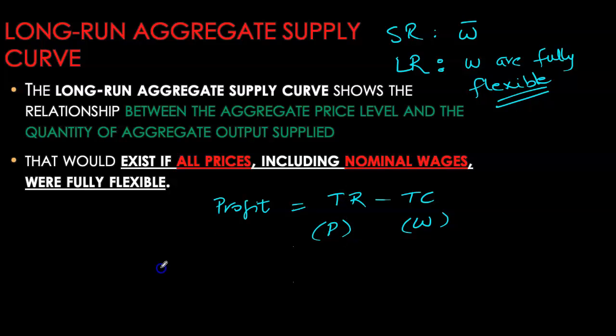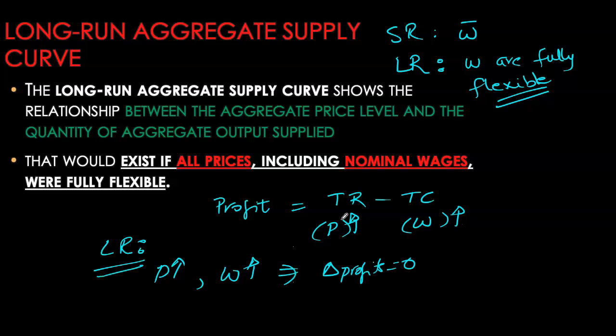So if prices are now going up, we know that wages are also going to increase because they're going to catch up. They're fully flexible. So for a typical firm, both revenue and costs are rising proportionately in the long run. And if they both rise proportionately, profits are not changing. And if profits are not changing, there's no incentive for you to produce more or less as a firm. And therefore, your output is not changing in the long run.